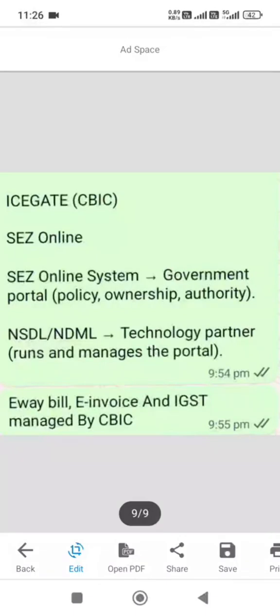gotten an overview of the portals, and in the next video I will upload on documentation. How many kinds of documents are required for an export company? I will elaborate every detail thereof.